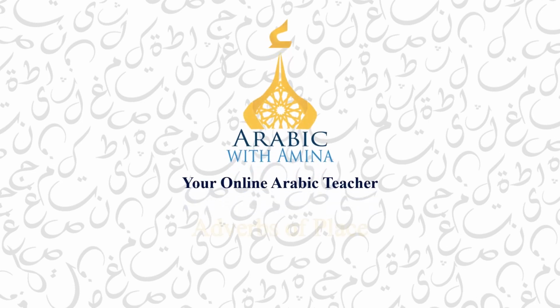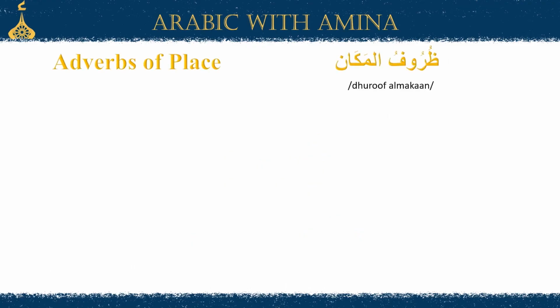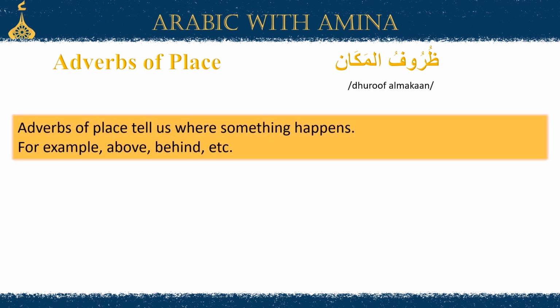Today's topic is about adverbs of place. Adverbs of place in Arabic are known as ظروف المكان. ظروف المكان. So what is an adverb of place? It is a word that tells us where something happens. For example, above, behind, on.